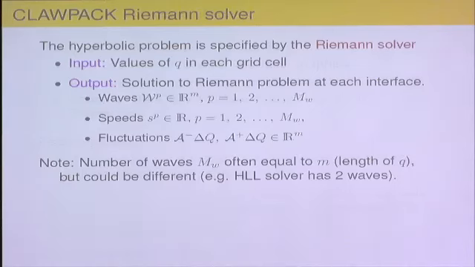So the Riemann solver, again, is kind of the fundamental piece of the code. And again, it just takes as input the value of Q in each cell, and as output produces a set of waves and corresponding speeds. And fluctuations is the term we use for this combination, the sum of s^p times W^p over all the left-going waves and over all the right-going waves. So those are also vectors in R^m. And the number of waves that come out is typically equal to the number of equations in the system, but it doesn't necessarily have to be.